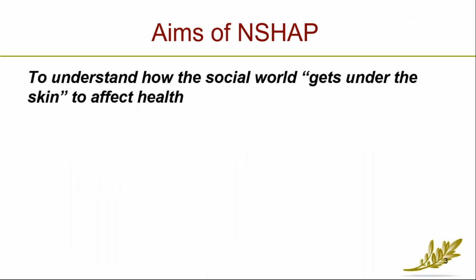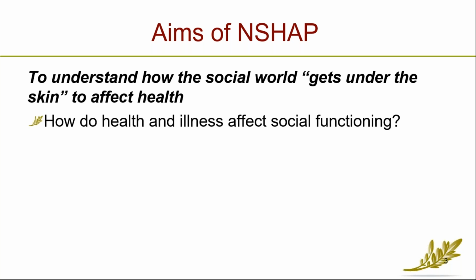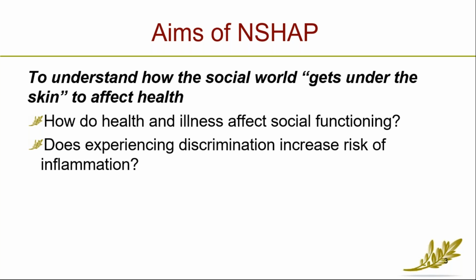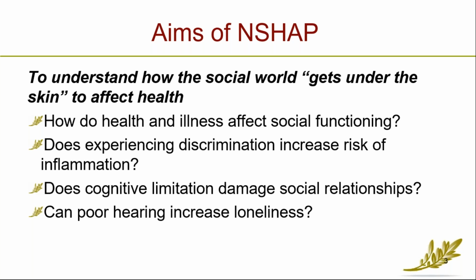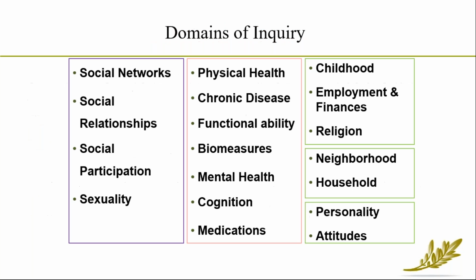The primary aim of NSHAP is to understand how the social world gets under the skin to affect health. And just as easily, we ask the question in reverse, and you could too: how does health and illness affect social functioning? Specific examples might include, how does experiencing discrimination affect risk for inflammation? Does cognitive limitation damage social relationships, going in that direction? And poor hearing, does that increase loneliness?